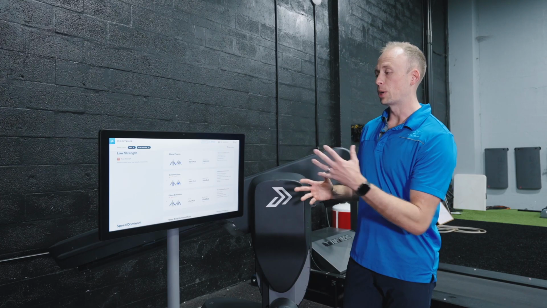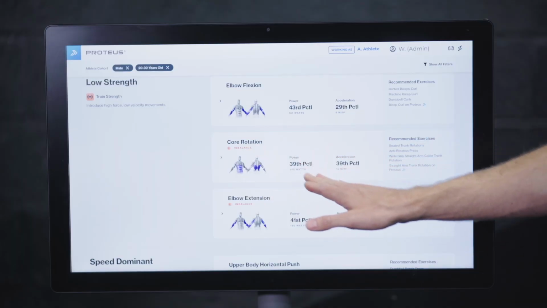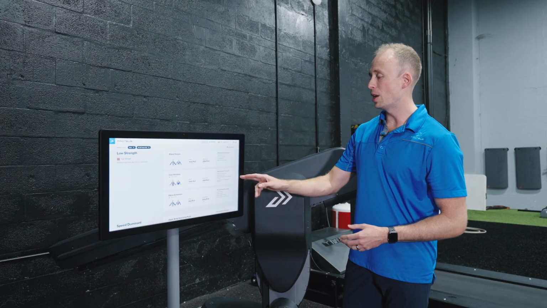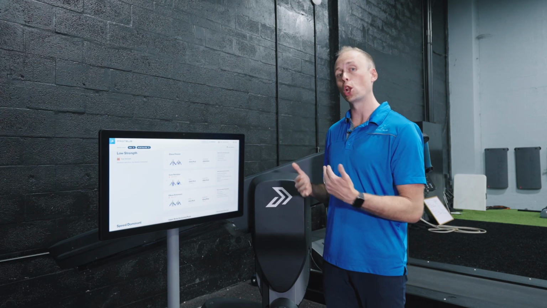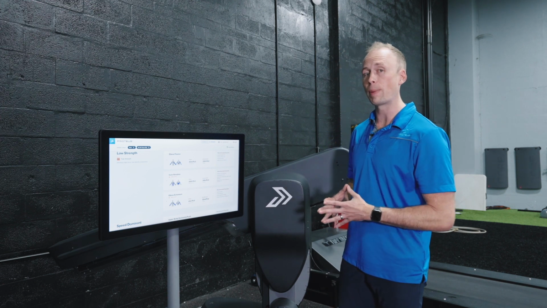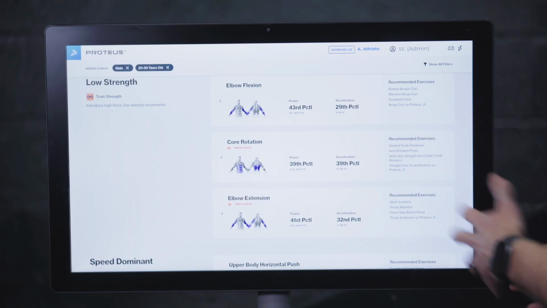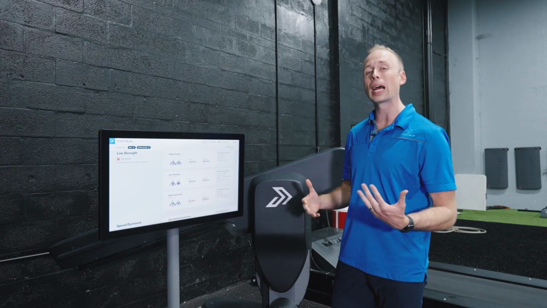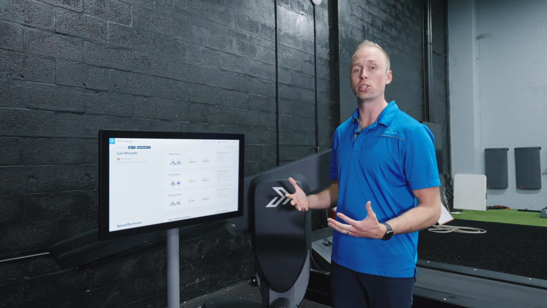Because core rotation was categorized as low strength, we can go into core rotation and see exactly what those numbers are. If you recall, it was 39th percentile for each power and acceleration. But next to that, you can see the recommendation of the types of exercises we would recommend that are along the high force, low velocity side of the spectrum on the force velocity curve. In this case, it's going to recommend seated trunk rotations, anti-rotation presses, and wide grip straight arm cable trunk rotations as the types of exercises you want to work on to improve that rotational core foundational strength.